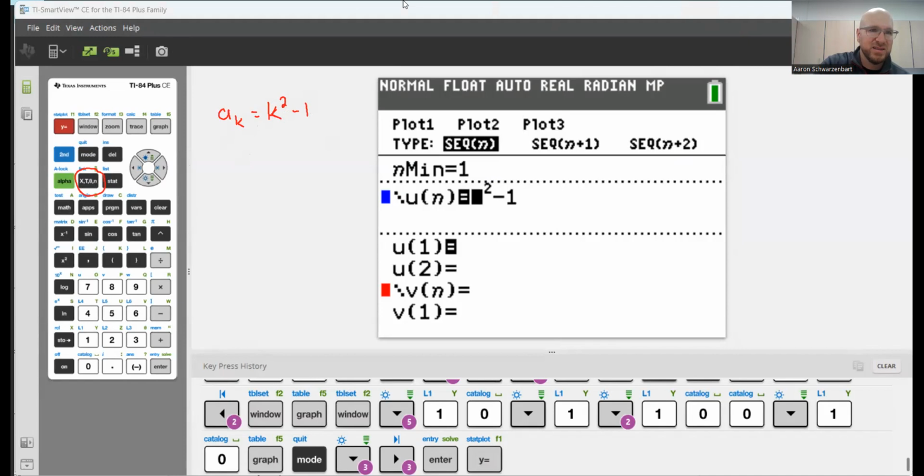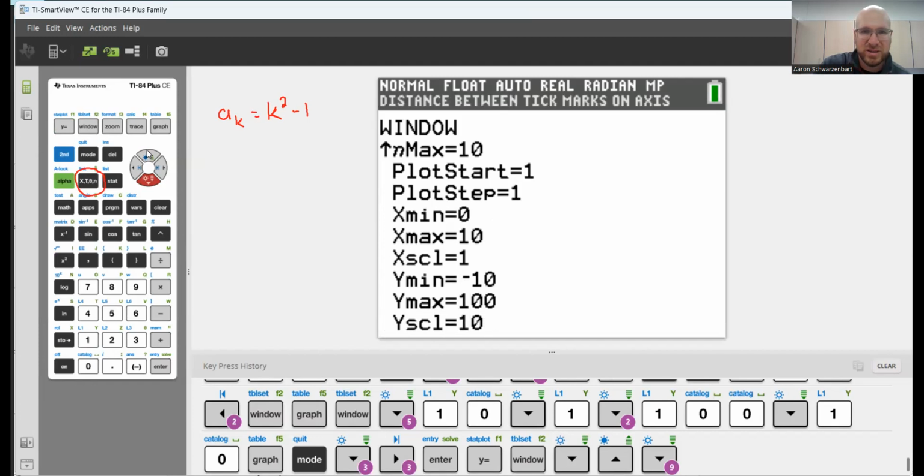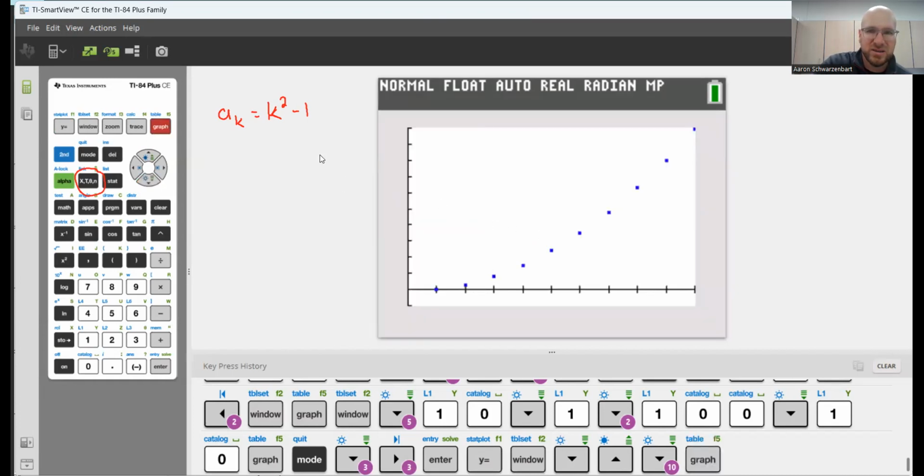So now that I've entered that, I'll go to my window. It tells me it wants me to start at 1 and go to 10. Okay. 10 squared minus 1 is 99. So I've got my n min at 1, my n max at 10. My plot starts at 1 and it steps by 1 each time. Those are kind of my defaults. My x's, I went from 0 to 10 because x is functionally n. My y's, I went from negative 10, so I had a little more 0, to 100 because that's just over 99. And then I can hit graph, and here's my graph.